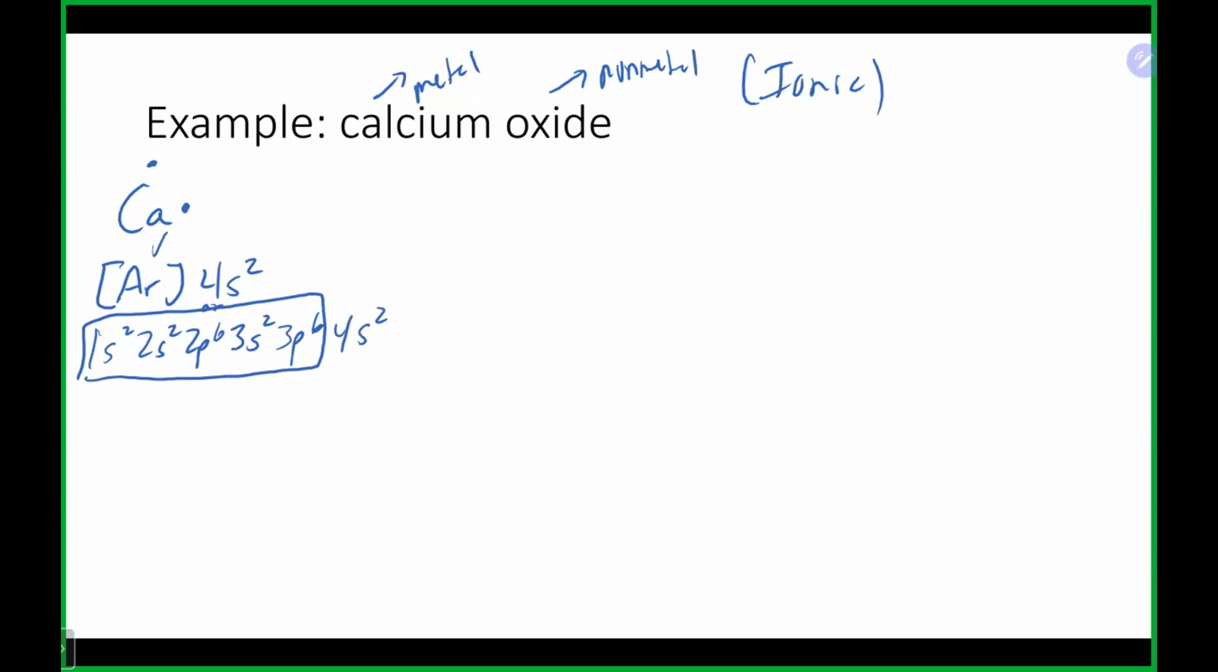And that is what this little box represents. The bracket means that we have argon's configuration. Number 4 here is the 4th energy level. That is the 2 valence electrons that is happening for calcium in this case.